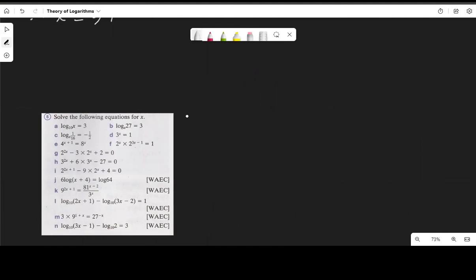Okay, now we'll move on to the next question. We just solved question G, so we'll move on to H. Question H is 3 to the power of 2x plus 6 times 3 to the power of x minus 27 equal to 0.